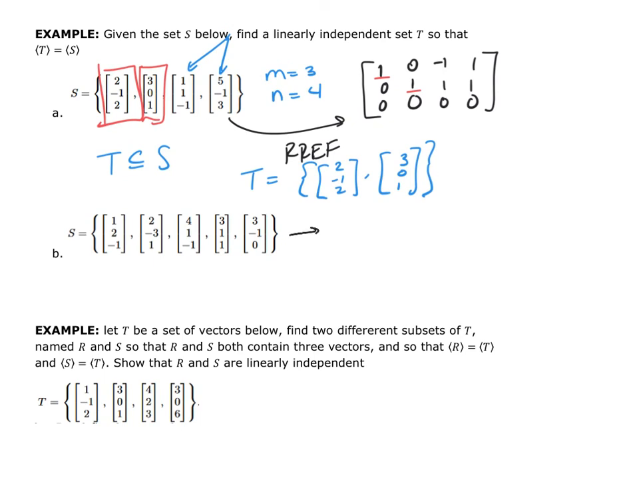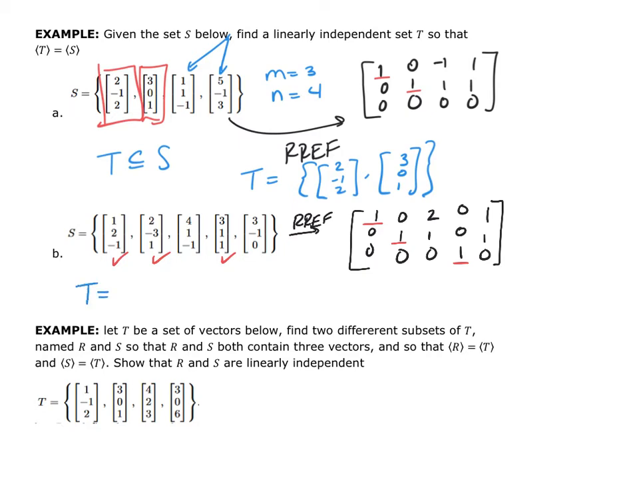Okay, let's take a look at my next example. Once again, I'm going to put it into a matrix and reduce to row echelon form. And for this one, I end up with this matrix: 1 0 0, 0 1 0, 2 1 0. So we know that's not a pivot column. 0 0 1. Oh, I found a pivot column, and then 1 1 0. Okay. My pivot columns happen in 1, 2, and 4. So 1, 2, and 4 are my linearly independent vectors. That is my T.